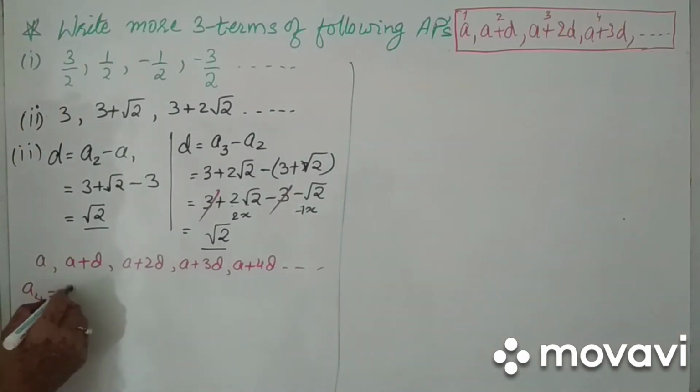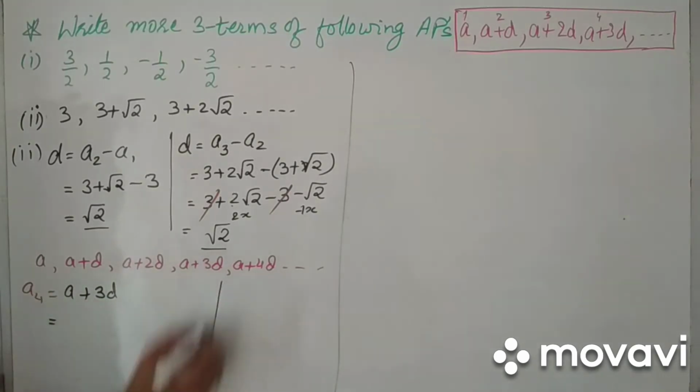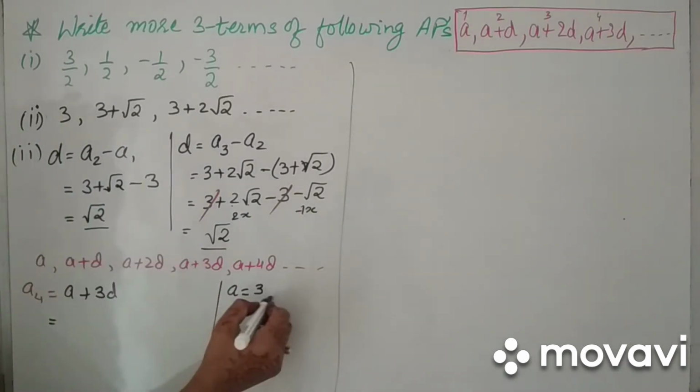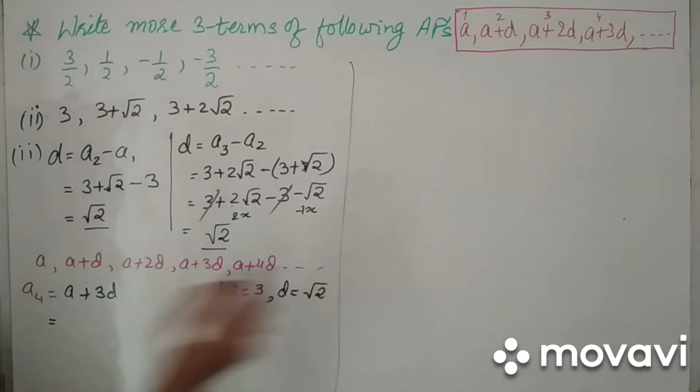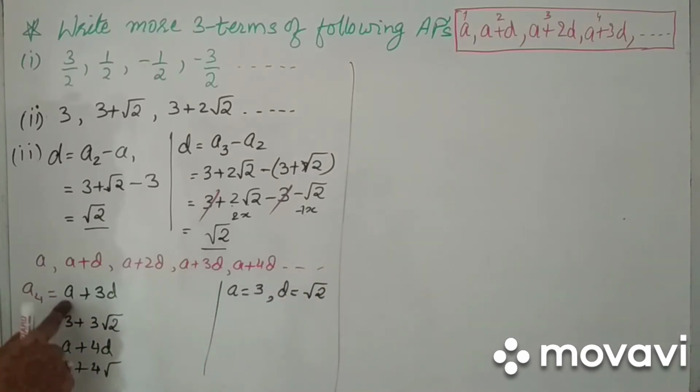a4 means a plus 3d. The term which we have to find out, d is 1 less than 8. A will become my first term, which means 3, and d is my root 2. Put the a and d values in the given format. A is 3, plus 3, and d is root 2, put it here.